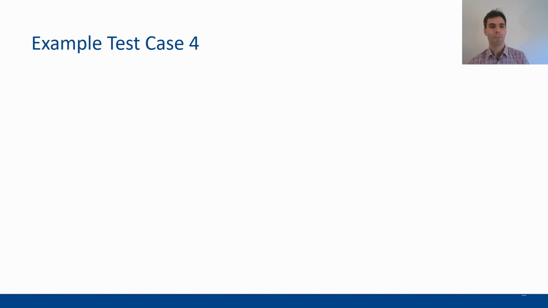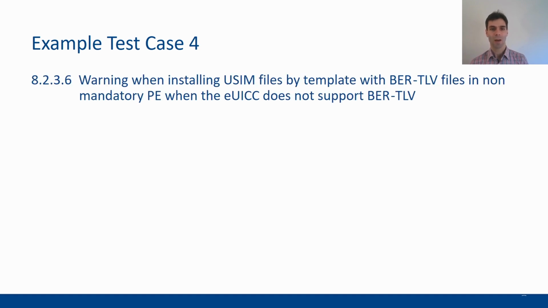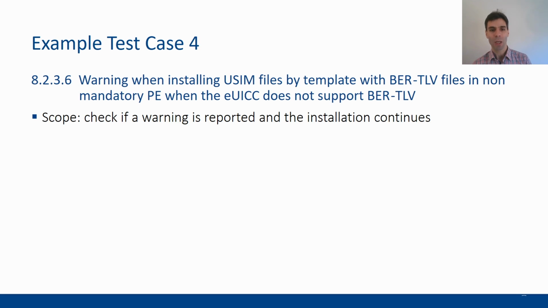And finally, a fourth example test case. This is a warning scenario. Warning when installing using files by template with paired TLV files in non-mandatory PE when the eUICC does not support bare TLV. So the scope is to check if a warning is reported and the installation continues, because the eUICC does not support this file type, but this file is within a non-mandatory PE. So how do we check this warning behavior?